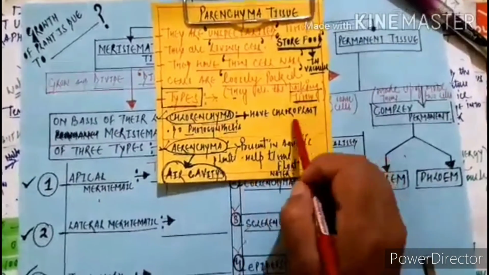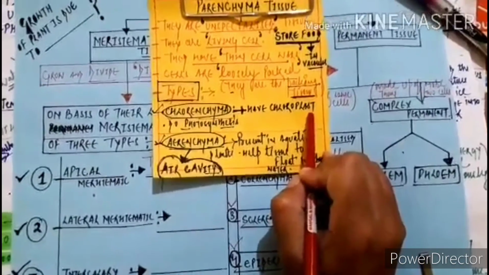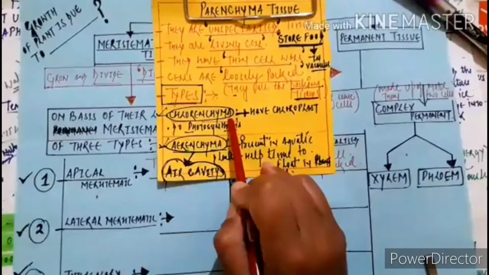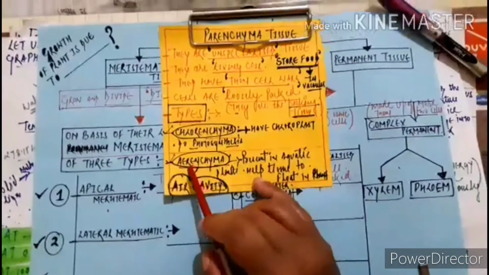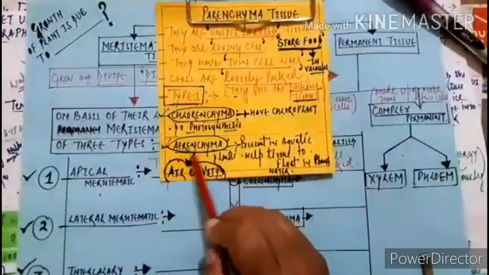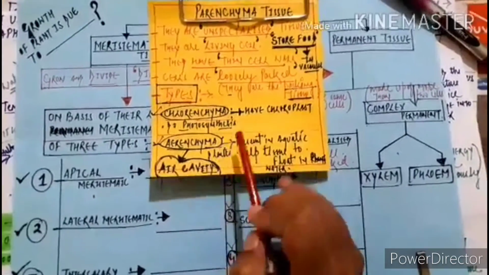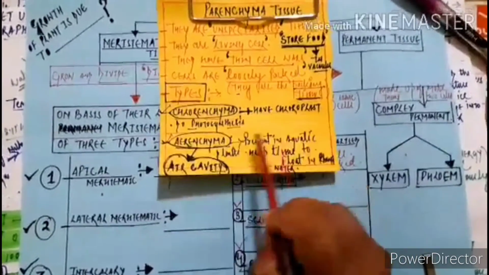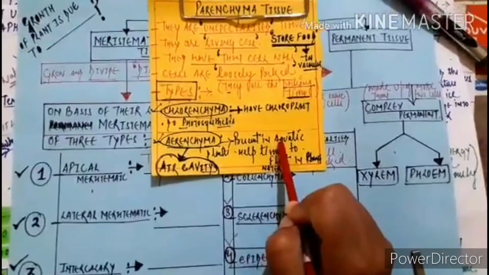And since you know that chloroplast does the function of photosynthesis, these chlorenchyma cells are capable of doing photosynthesis. Then comes the second type of parenchyma tissue, that is aerenchyma. Aerenchyma is a kind of tissue which is mostly present in aquatic plants. Due to these tissues, they are able to float on water.